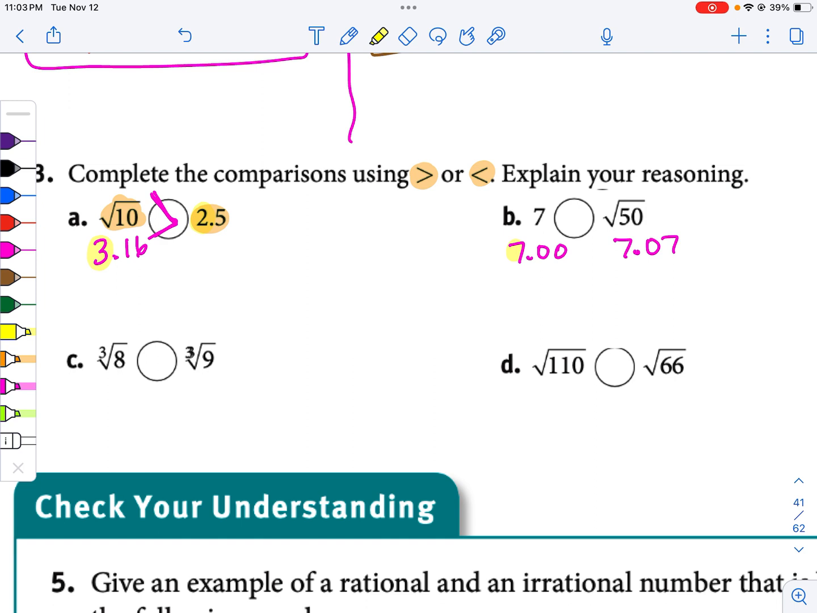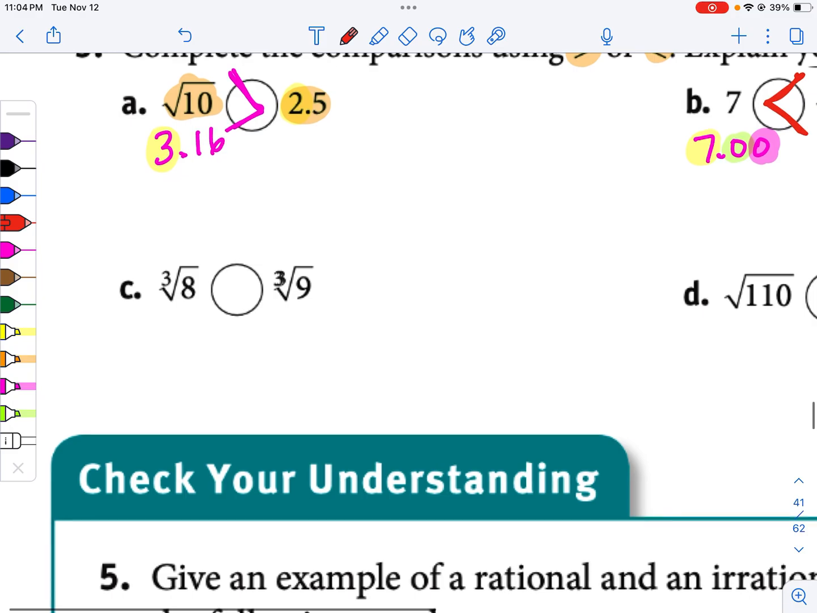So again, if I look at the first number, the 7s are the same. If I look at the second number, the 0s are the same. If I look at the third number, I've got a 0 and a 7, so 7.07 has to be bigger. So the alligator has to eat the root 50.